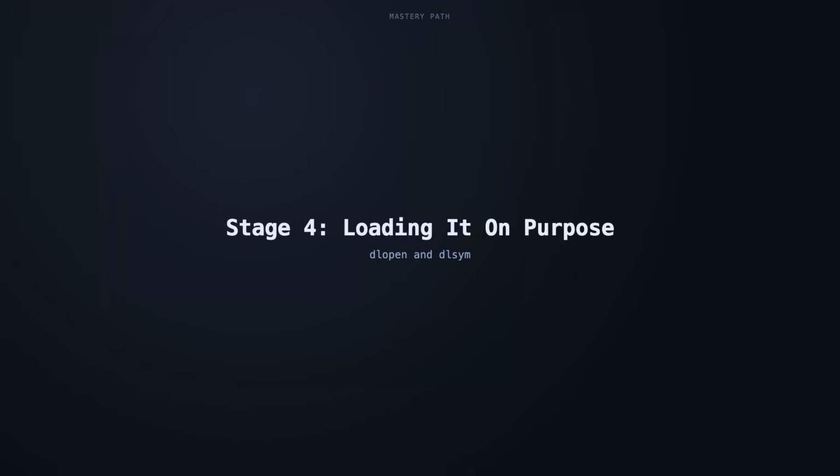Stage 4, loading it on purpose. Both builds so far load their library automatically the moment the process starts. Sometimes you want to decide that at runtime instead. Plugin systems, optional codecs, hot swappable modules, and that's exactly what dlopen and dlsym are for.